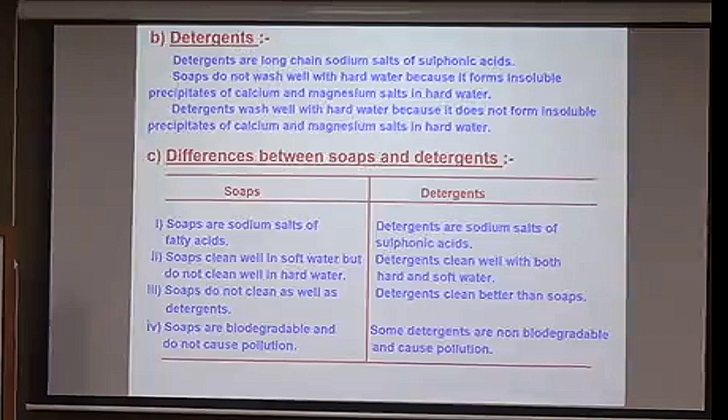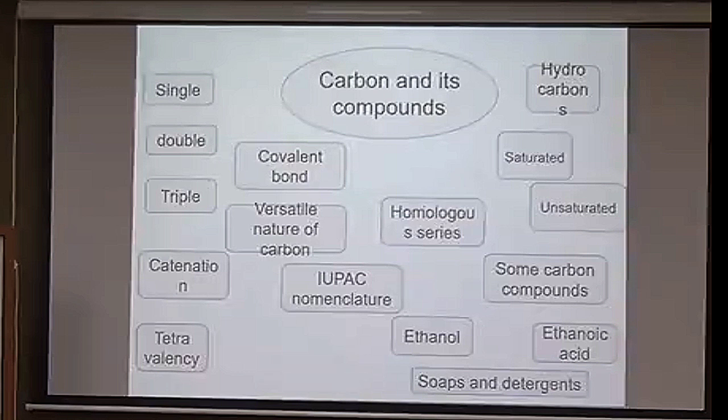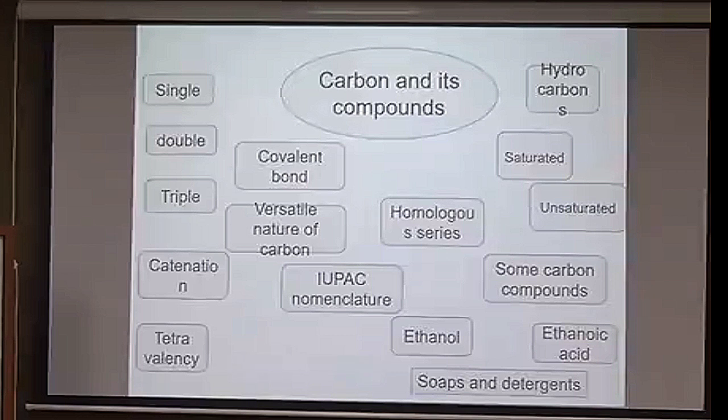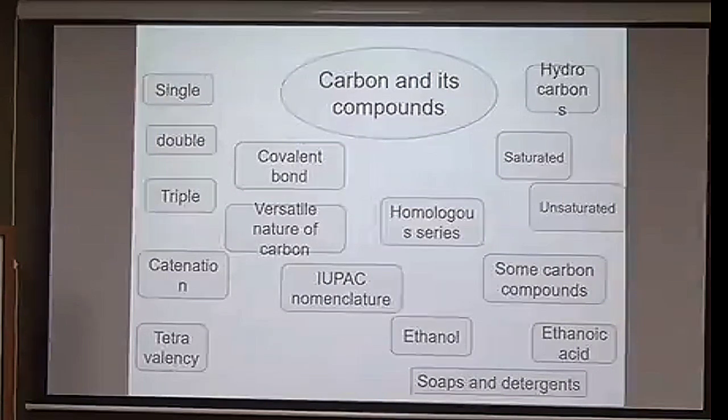So let us now summarize what we have studied in this chapter. You have studied carbon compounds, covalent bonding, single, double and triple covalent bonds, then the versatile nature of carbon, how it forms a large number of compounds because of catenation and tetravalency. Then we have studied IUPAC nomenclature, homologous series, and hydrocarbons, both saturated and unsaturated. We have studied some carbon compounds: alcohol, that is ethanol, and ethanoic acid, soaps and detergents. Thank you, children.